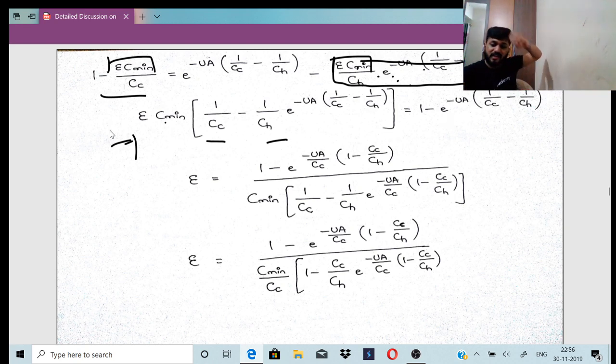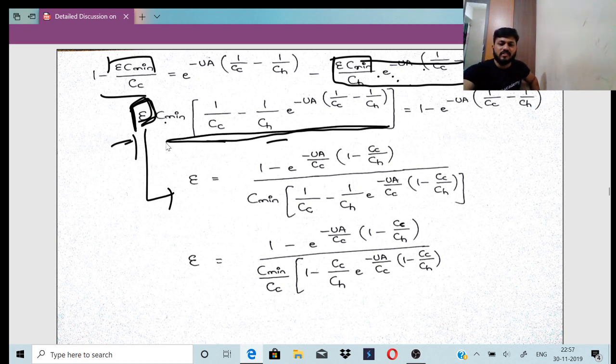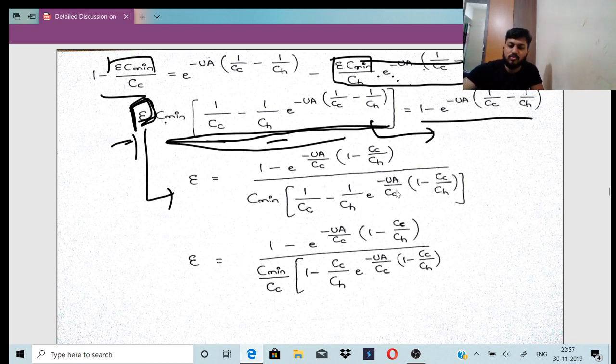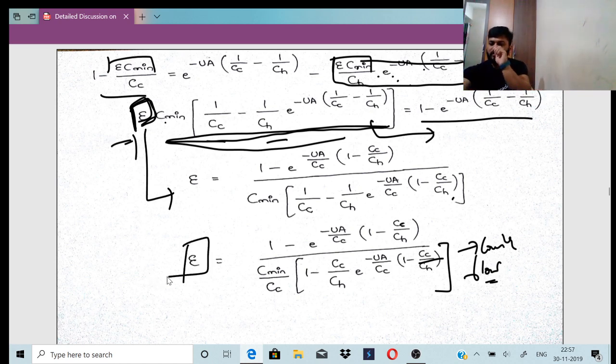What do I need? I just need the effectiveness. I need only the effectiveness का formula. So epsilon will be this whole term. This whole term which I am underlining over here, it will go to the denominator of this term. That is 1 minus e power minus UA (1/Cc − 1/Ch) divided by Cmin (1/Cc − 1/Ch) into e power minus UA/Cc into (1 minus Cc by Ch). So this will be the effectiveness of counter flow heat exchanger का derivation, or the last formula, the formula to find the effectiveness of a counter flow heat exchanger, right?